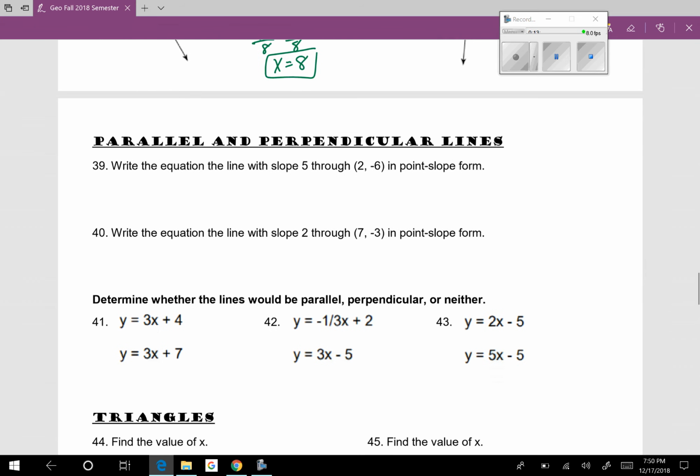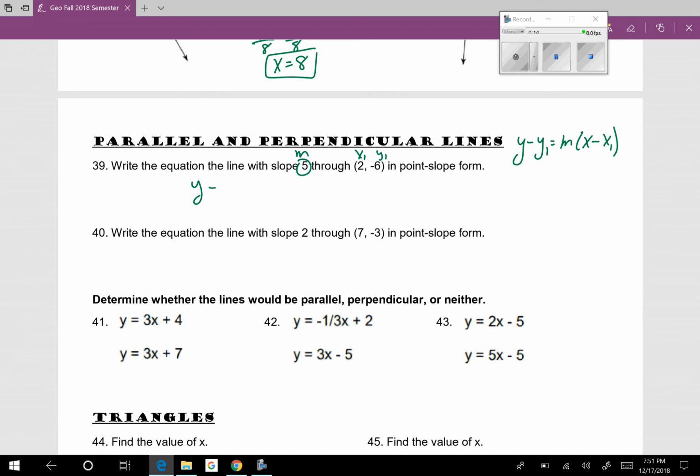Okay, 39. Write the equation of the line with slope 5 going through (2, -6) in point slope form. Point slope form is y minus y1 is m times x minus x1. So all you have to do is plug in the information. There's not really any simplifying needed very much. Like you don't have to multiply in or anything. So 5 is our slope, and our x1 and our y1 come from that point.